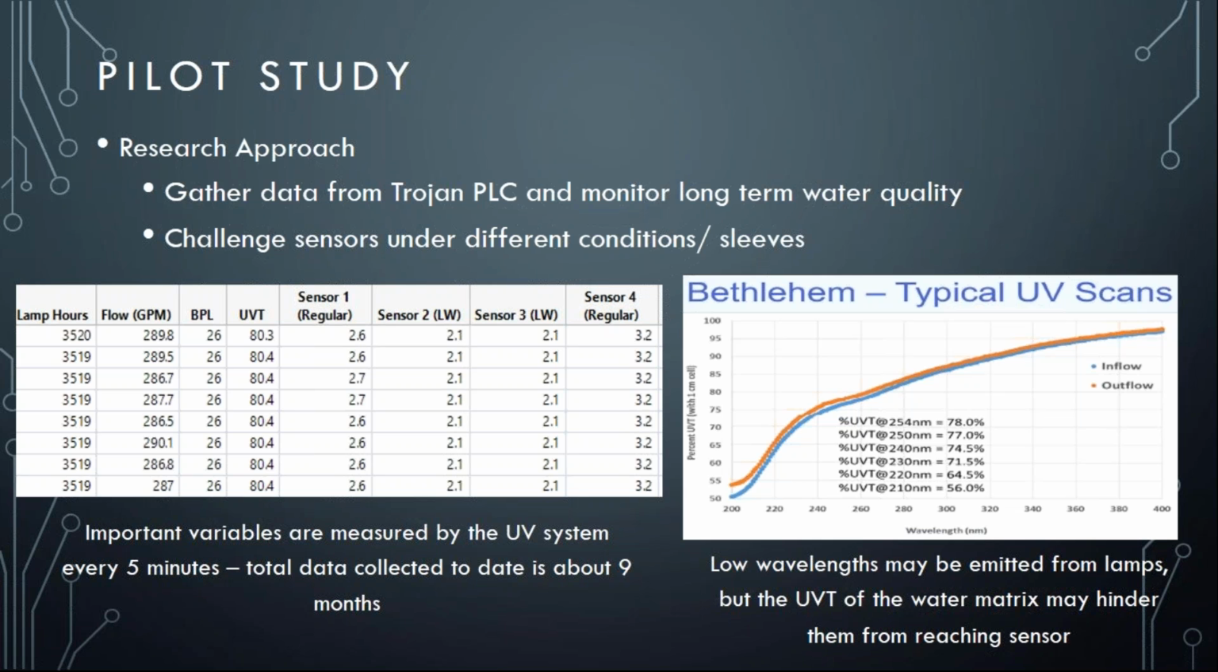So I can monitor the system's performance over time to see how well the low wavelength sensors are responding under certain conditions. I'll also go up to Bethlehem occasionally and sample myself to get a full wavelength scan and see what the UVT is like across the whole UV wavelength spectrum as opposed to just at 254. So the idea here is that I'm looking to challenge the sensors under different conditions to see if they would respond to a level that we would expect.